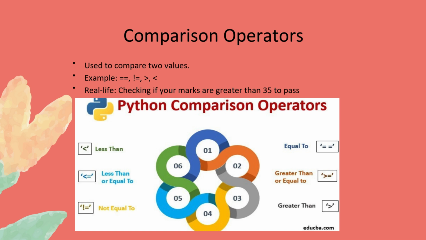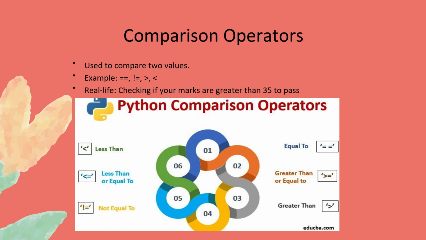Equal to checks if two values are equal. For example, checking if your age is equal to 18. Not equal to checks if two values are not equal. This is used when you want to make sure two things are different. Greater than checks if one value is greater than another, useful for things like comparing scores or checking if a number is above a threshold.